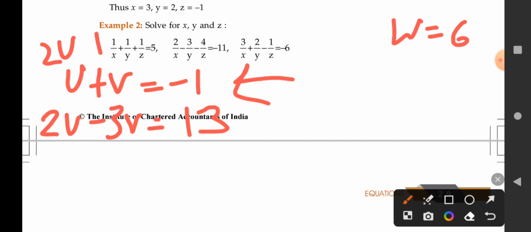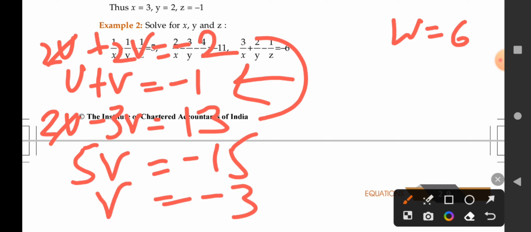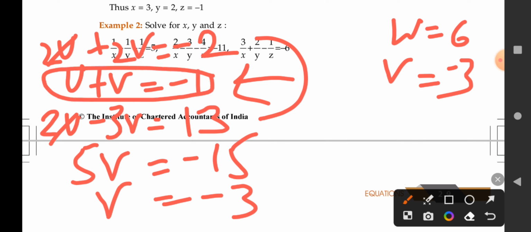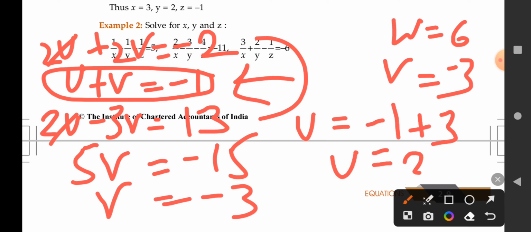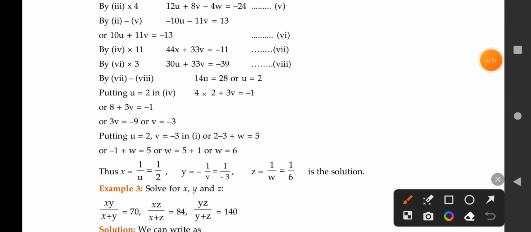So you get 2U plus 2V is equals to minus 2. Now subtract, you get this gets cancelled. 5V is equals to minus 2, minus 13 becomes minus 15. So V is equals to minus 3. V is minus 3. So U, substitute here, you get U is equals to minus 1 plus 3, that is U equals to 2. So 2, minus 3 and 6. Correct answer.